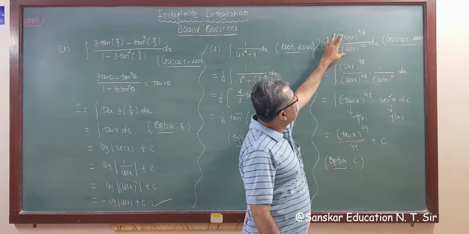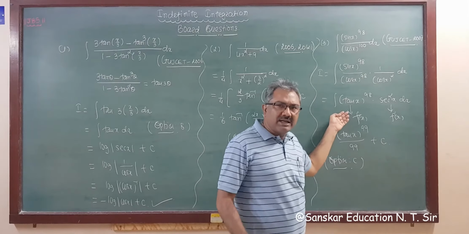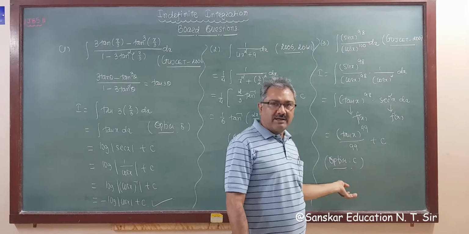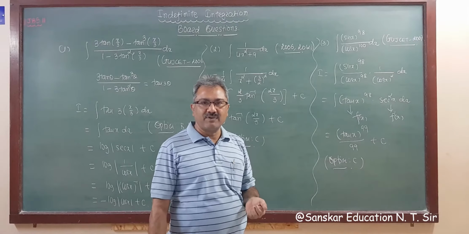If you know this is 10 sec square x, so 10x into sec square, so no need to write any step for this question also, right? So you have to omit the steps to save time, okay?